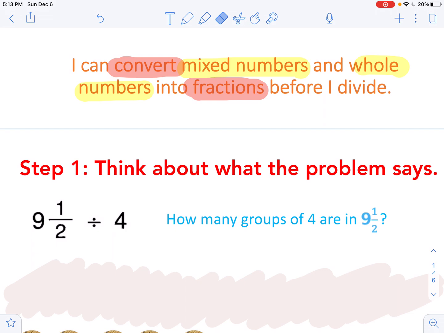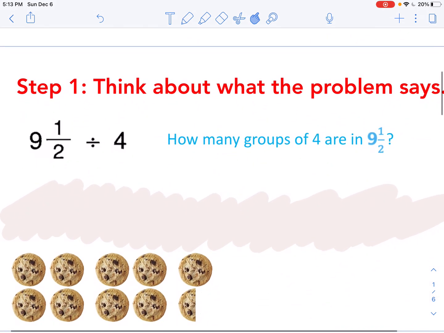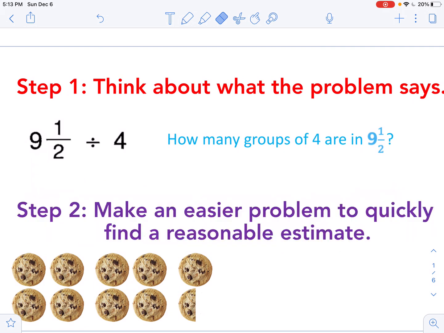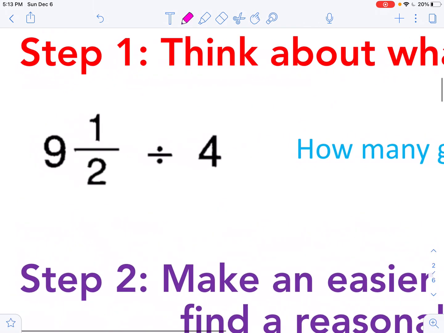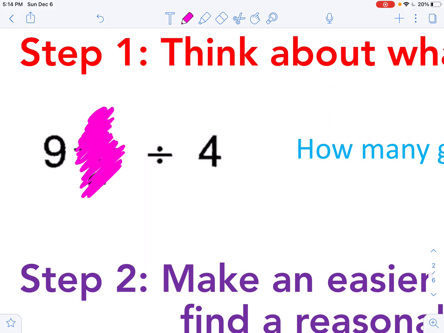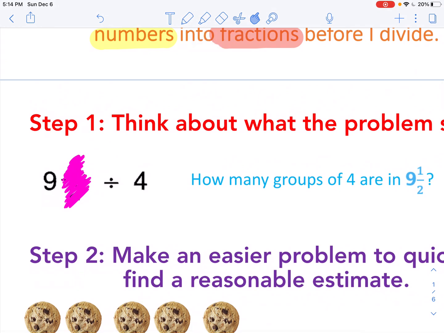Even that is a little bit tricky, all right? But I can kind of envision groups of 4, all right? And I'm going to try to use groups of 4 to make a total of 9 1/2. So let's make that even a little bit easier, all right? So here is step 2, make an even easier problem to quickly find a reasonable estimate. And the easiest thing to do to make it be an easier problem is to just forget about the fractions. When we do the work, we'll bring the fraction back in. But this now says 9 divided by 4.